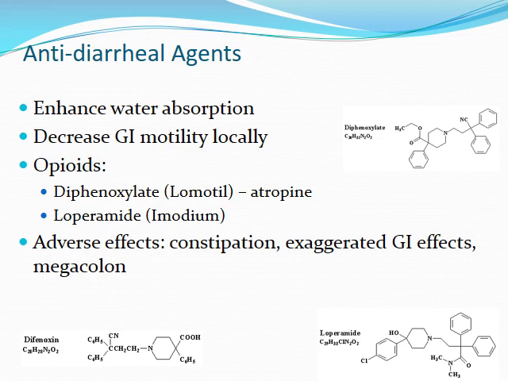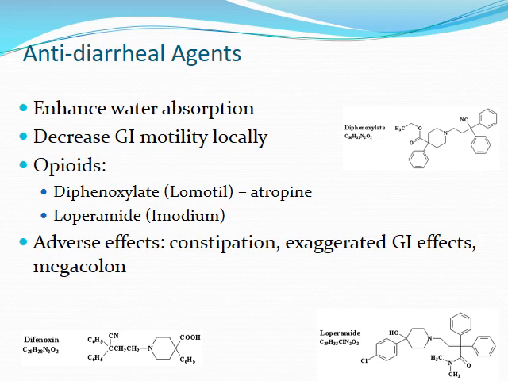We also have a couple antidiarrheal agents. These are going to help enhance water absorption, and they also will decrease GI motility locally. The ones we have here are going to be opioid based. We haven't talked too much about opioids yet, but when we talk about that section, we'll see that on the GI tract, their influence is going to help slow peristalsis, and so we'll see that constipation is a huge side effect from all these opioids. But we also see that you can actually utilize them as an antidiarrheal agent.